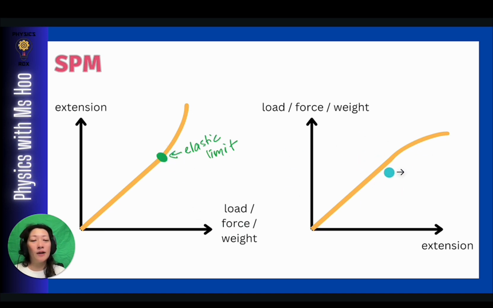If you're given this graph, it's actually exactly the same. It's just that it curves in the opposite direction. So the elastic limit is still the maximum point of linearity. This is the elastic limit.